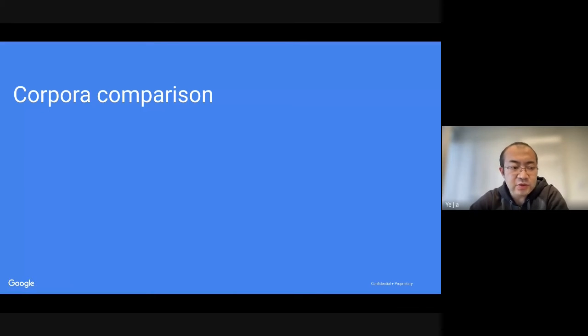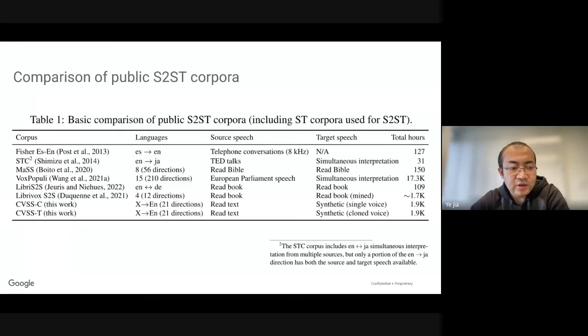So next, I'm going to do a quick comparison between CVSS and other public speech-to-speech translation corpora. This table lists all the public speech-to-speech translation corpora available as of today. It includes two corpora that were released after CVSS, which are LibriS2S and LibriVox S2S. As you can see, the total number of available corpora as of today is very limited.